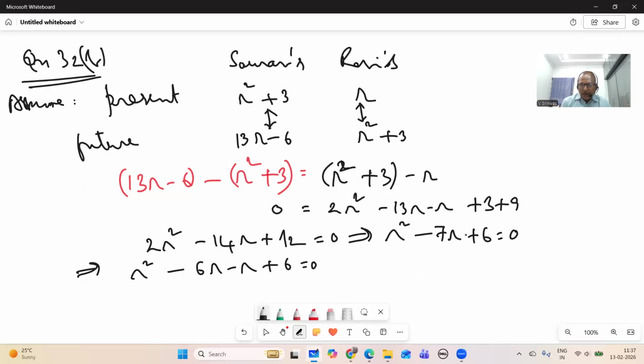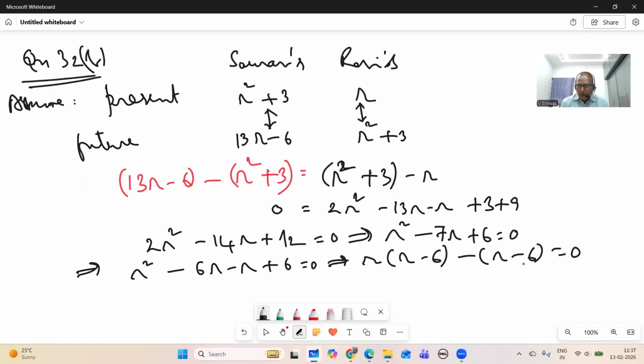This allows us to factorize this. From these two terms, r is common into r minus 6. And then we want r minus 6, take minus out. Minus of r minus 6. Minus is out, r remains. Plus 6 is minus of minus 6. Now is equal to 0.